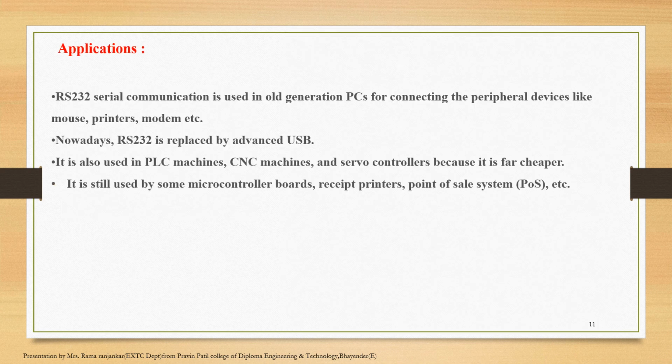Now the applications of RS-232 are: RS-232 is a serial communication standard used in old generation PCs for connecting peripheral devices like mouse, printers, modem, etc. Nowadays, RS-232 is replaced by the advanced USB. It is also used in PLC machines, CNC machines and servo controllers because it is far cheaper. And it is still used by some microcontroller boards, chip printers, point of sale systems, that is POS, etc.